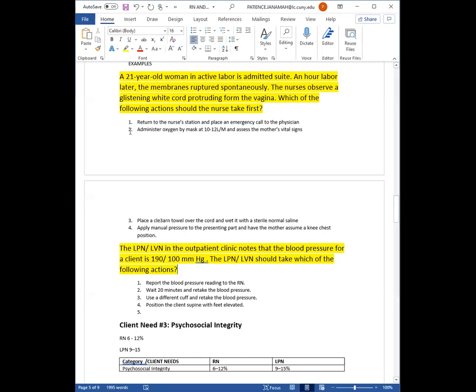Good. So Beverly, what's your answer for this? Which one? The 21-year-old? Yeah. Apply manual pressure to the presenting part and have the mother assume a knee-chest position. Number 4. I'm going to highlight it.